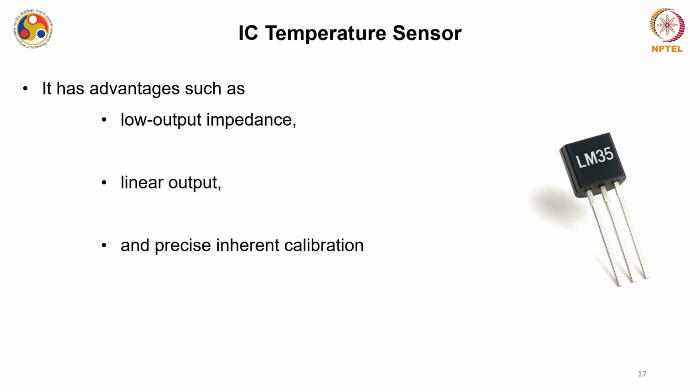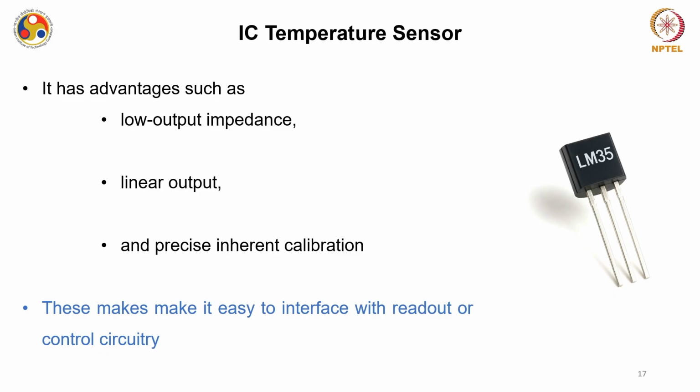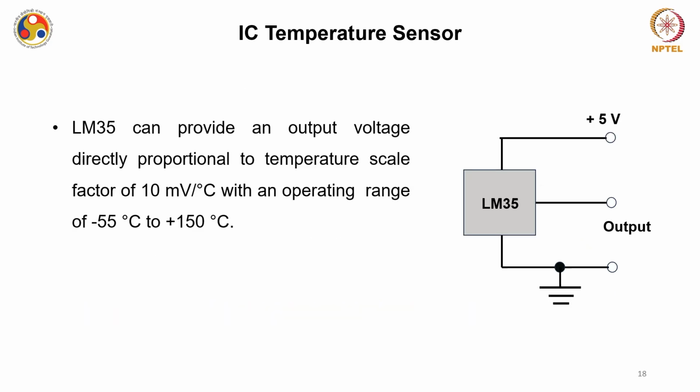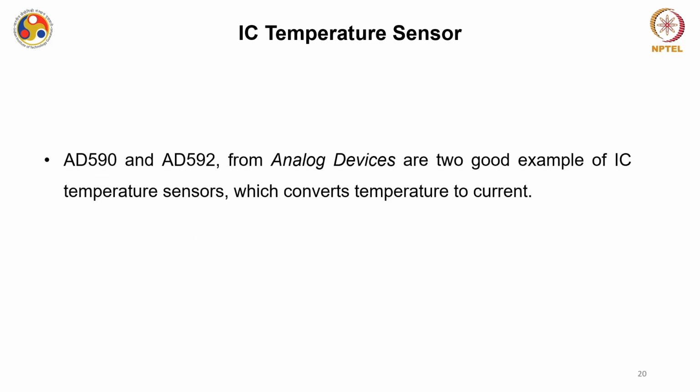Their output is linear and precise, and inherent calibration is available in this kind of IC temperature sensor. So this type of temperature sensor is very easily integratable with the interface and is available with control circuitry and other things. Okay. So LM35, the popular IC temperature sensor, can provide an output voltage directly proportional to the temperature, with a scale factor of around 10 millivolt per degree Celsius and an operating range of, as I have mentioned, minus 55 degrees Celsius to 150 degrees Celsius.